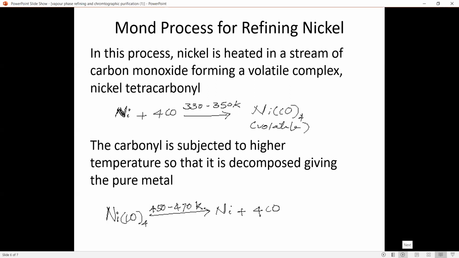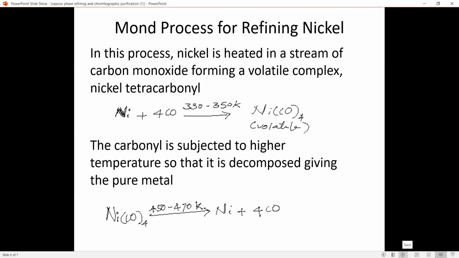This one is the Mond's process, which is used for purification of the metal nickel. Impure nickel is treated with carbon monoxide at temperatures of 330 to 350 Kelvin, which means 57 to 77 degrees Celsius, when the volatile compound nickel carbonyl is formed.